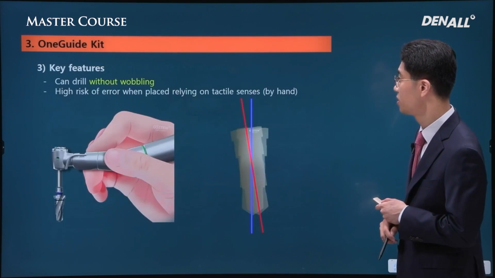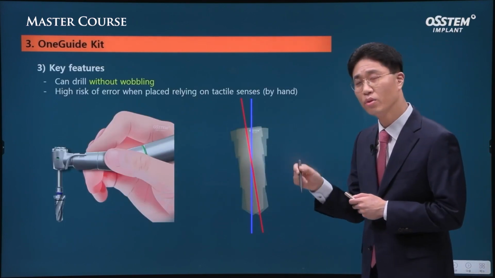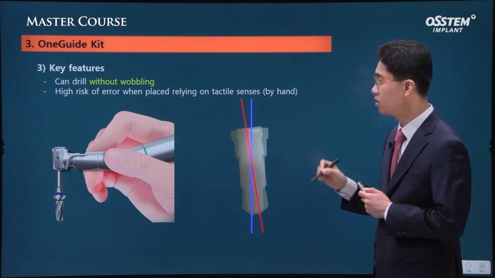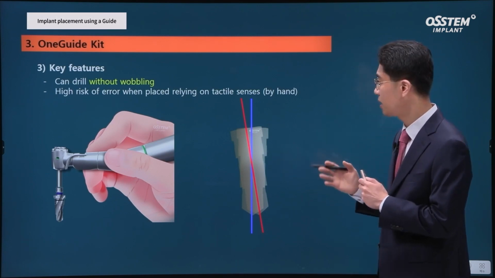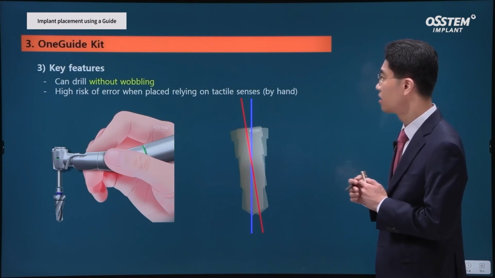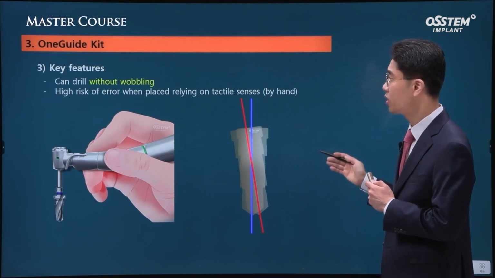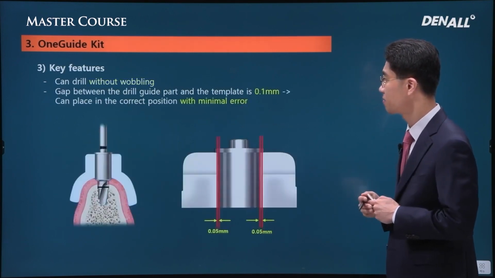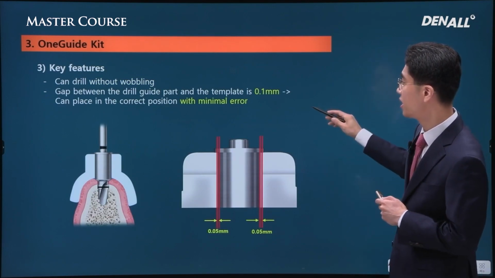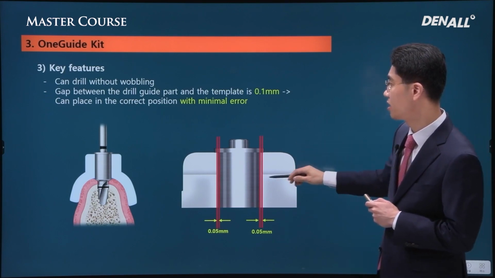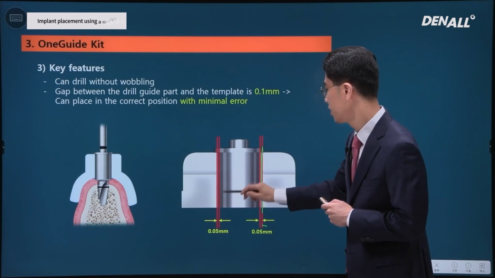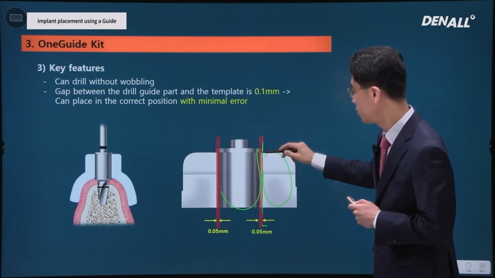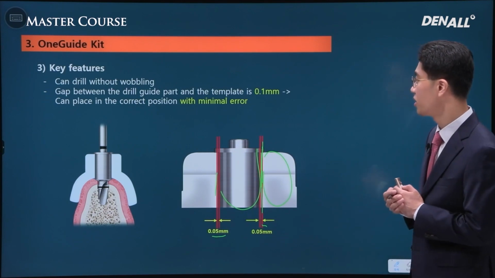Using this workflow, the guide can be fabricated. When you place an implant freehand, as you do drilling, you only rely on your tactile sense. The smallest mistakes can lead to catastrophe in terms of implant path. If we use a guide, we can minimize such risk. This is not just relying upon your tactile sense, but you can get more consistent surgical results. If you look at the characteristics of the One Guide Kit, the thickness of the One Guide is thin. The gap between the drill guide and template is 0.05 millimeter each, so 0.1 millimeter in total, to minimize the resulting error.